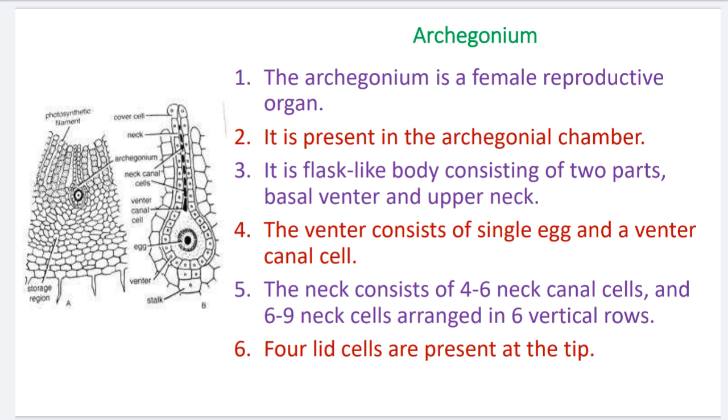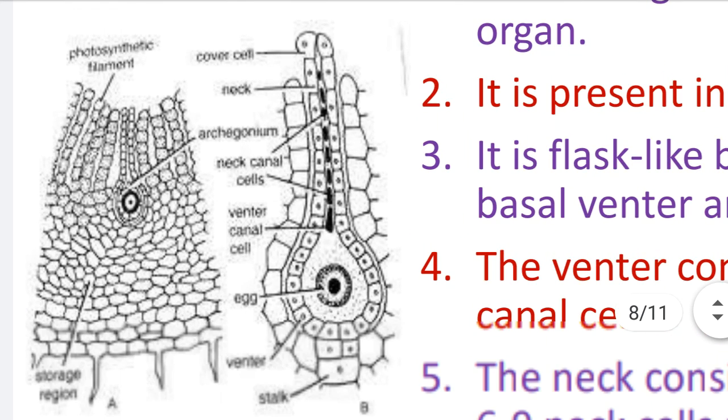Number 5: the neck consists of 4 to 6 neck canal cells. The neck consists of 4 to 6 neck canal cells and 6 to 9 neck cells arranged in 6 vertical rows. So this is the number of neck canal cells. Then number 6: 4 cells are present at the tip. They are called the cover cells. You see in the diagram, at the tip the cover cells are there. The 4 cover cells cover the mouth of the archegonium.